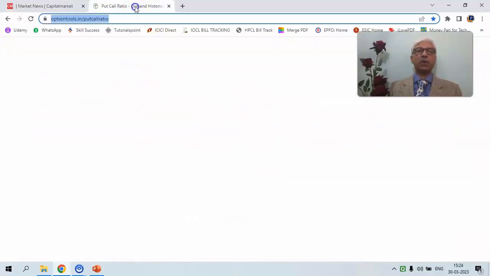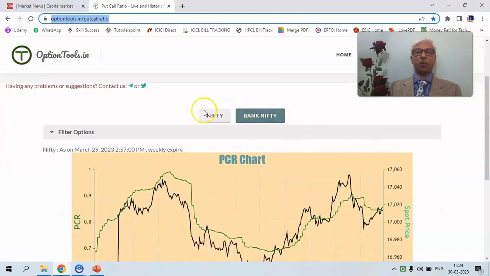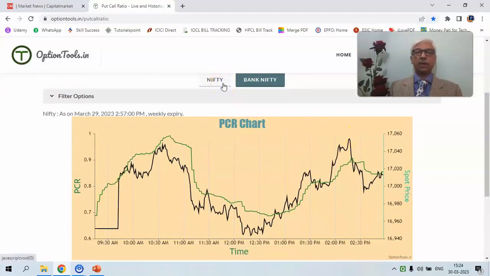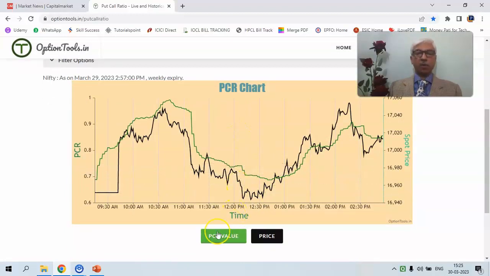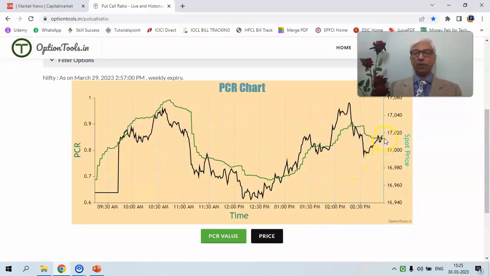And just in case you are in India, then this is another site, optiontools.in. Here also, for the Nifty and for the Bank Nifty, you can see the put call ratio. If I click on Nifty here, alright. So this is the PCR for the Nifty. The green line is the PCR value and the black one is the price. So if I see here at this particular moment, the put call ratio is 0.86.